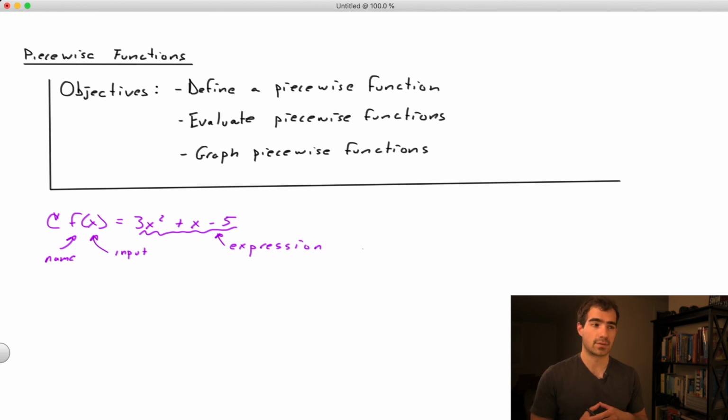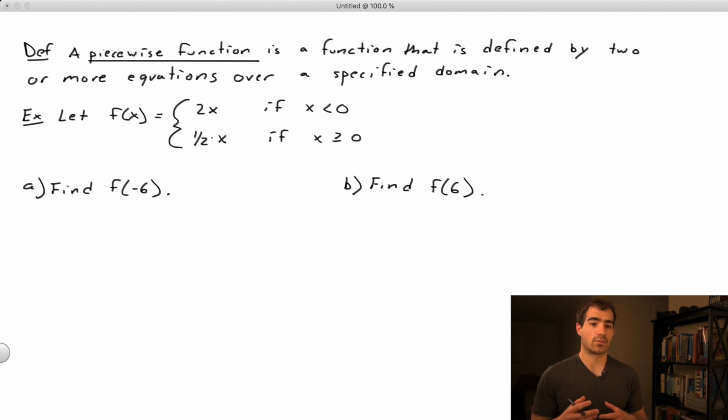What exactly is a piecewise function? How can we evaluate it when different inputs require different processes? And how can we graph these? So what exactly is a piecewise function? Well, it's a function that's defined by at least two, so two or more expressions or equations, each with their own specified domain. For instance, here we have f of x equal to 2x in the case that x is less than 0, and 1/2 x in the case that x is greater than or equal to 0.